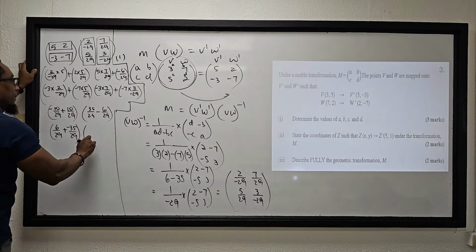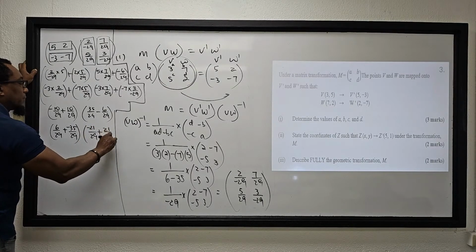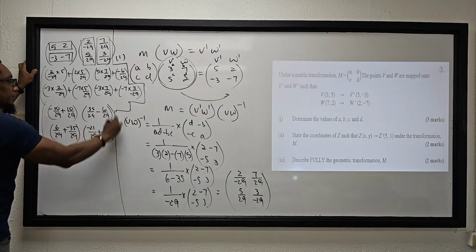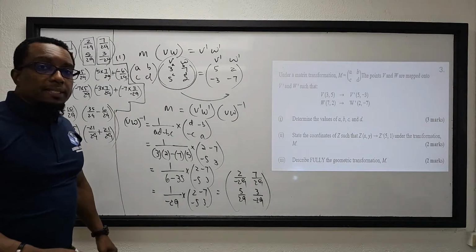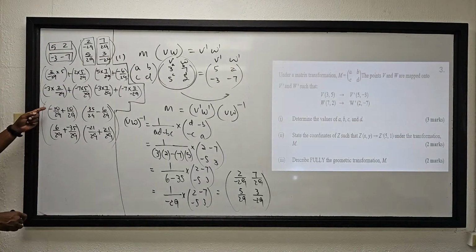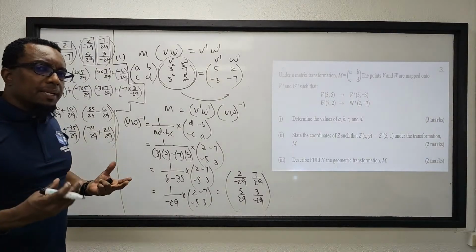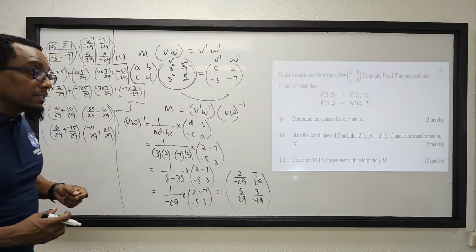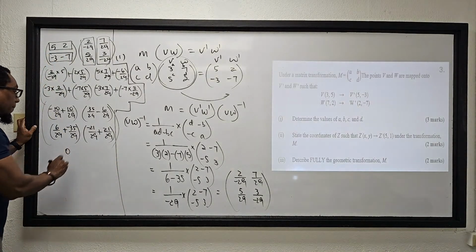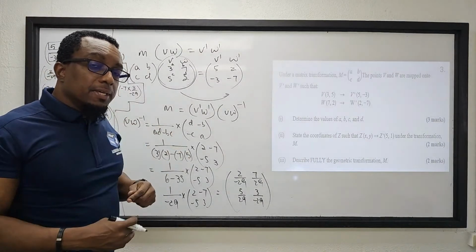This will be negative 21 all over 29 plus 21 all over 29. When we work that out, what are we going to get for A, B, C, and D? So this will be negative 10 plus 10 is 0, so 0 over 29. Once the denominators are the same, you can maintain the denominators, so that's 0 over 29, which is 0.